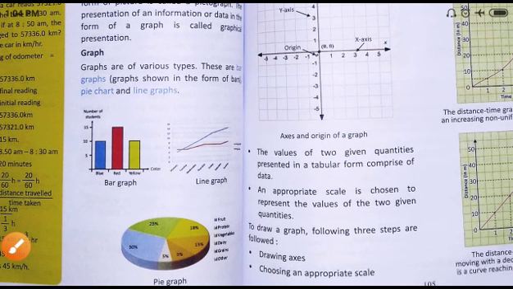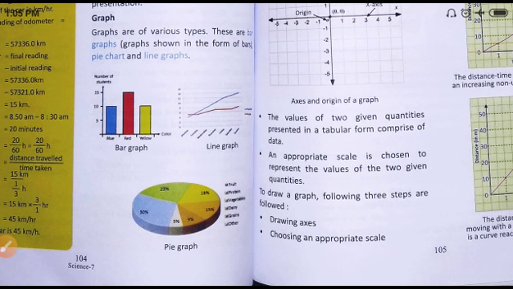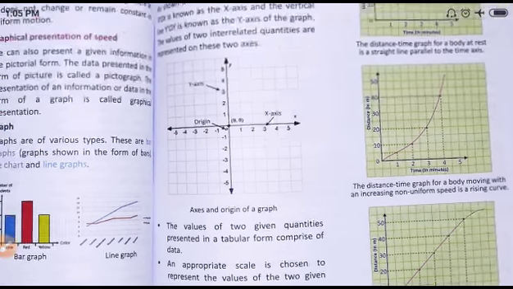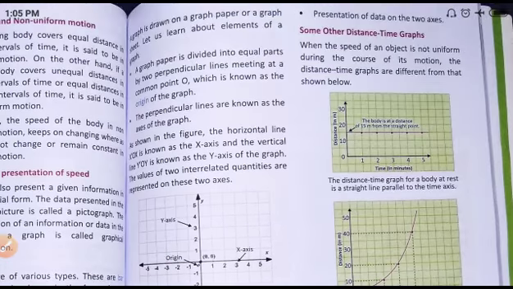The values of two given quantities presented in a tabular form comprise data. An appropriate scale is chosen to represent the values of the two given quantities. To draw a graph, the following three steps are to be followed. Drawing axis, choosing an appropriate scale. These two are the important factors to draw a graph. And the third one is presentation of data on two axes.